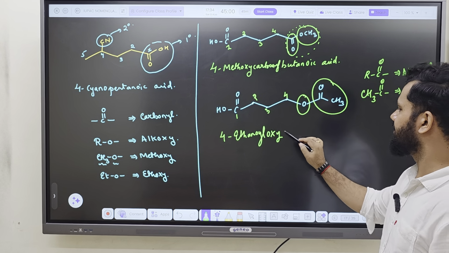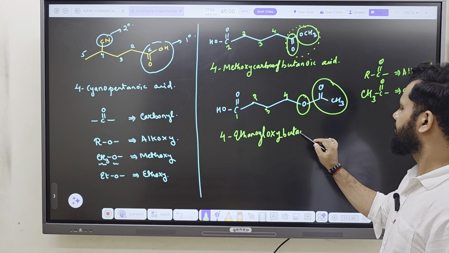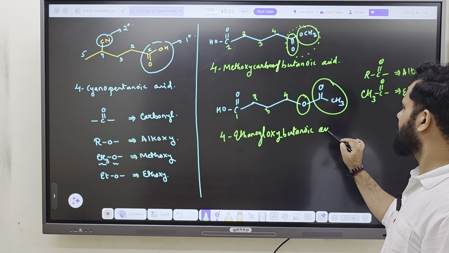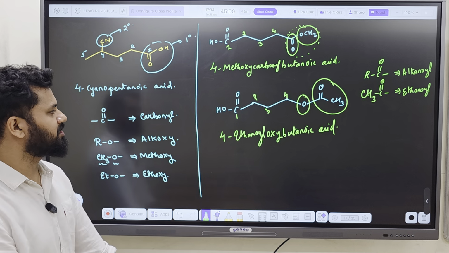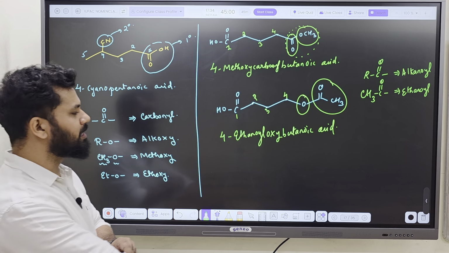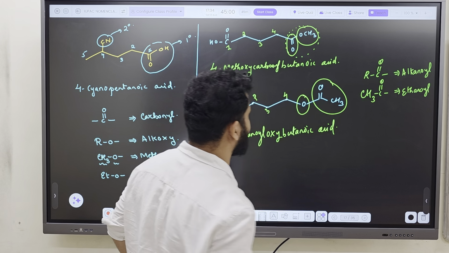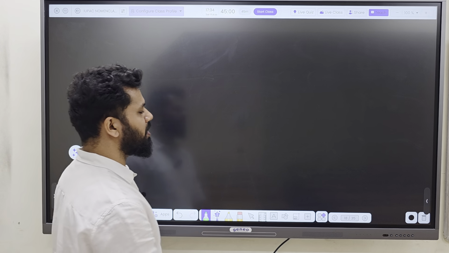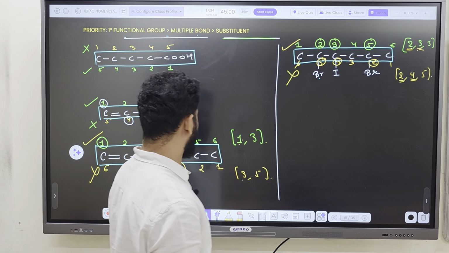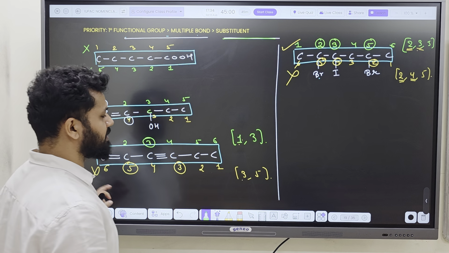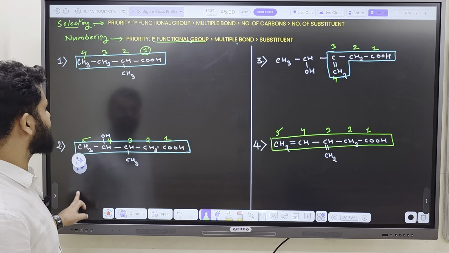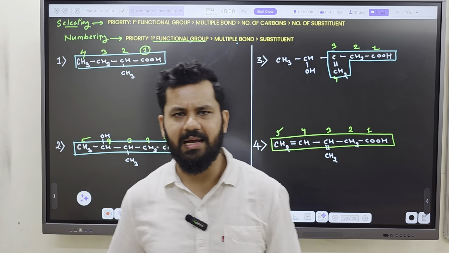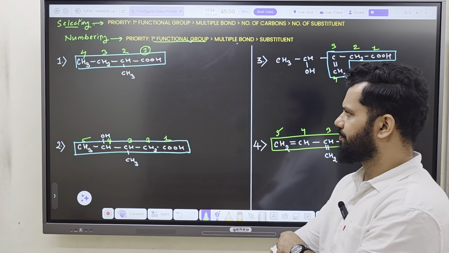And the rest is the same, butanoic acid. So these are certain things which we need to keep in our mind. Proceeding ahead, in case you have any doubt or difficulty, feel free to comment down. I'll address your difficulties. All these things we had done in our previous classes. You can see the PCC is selected and also numbered.